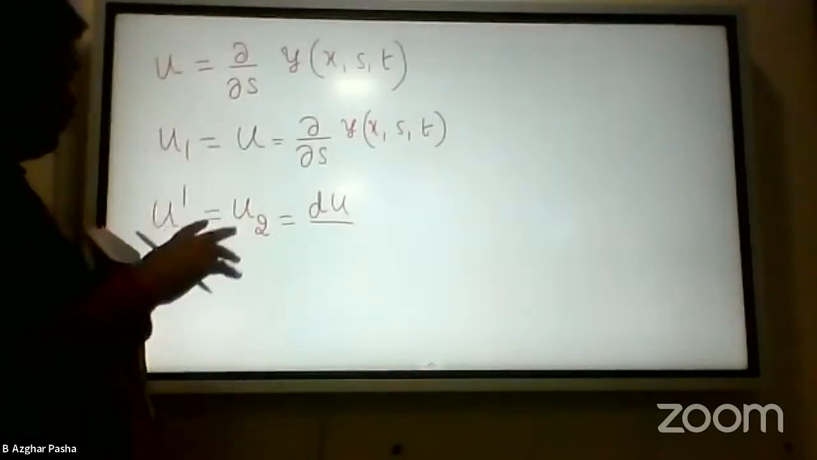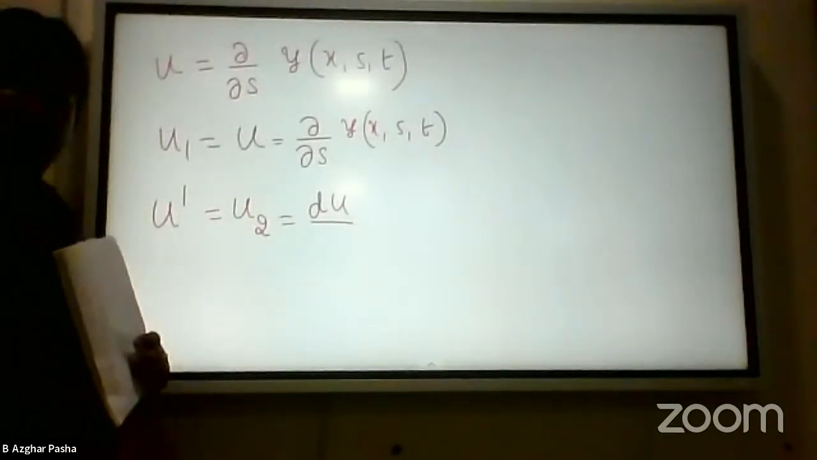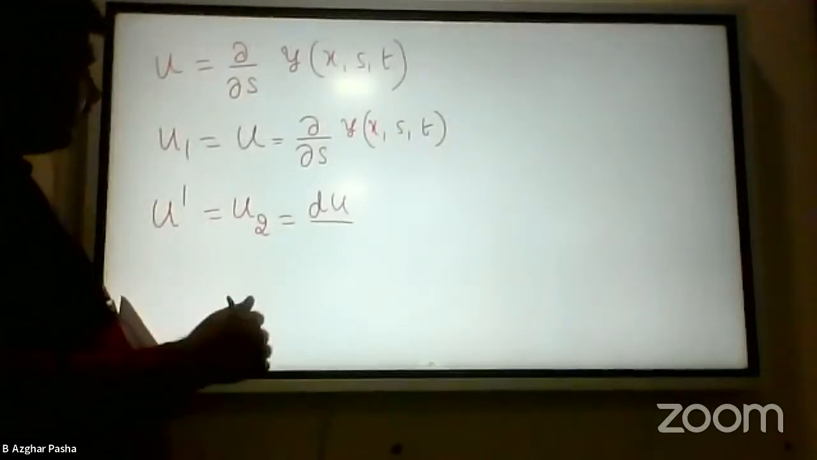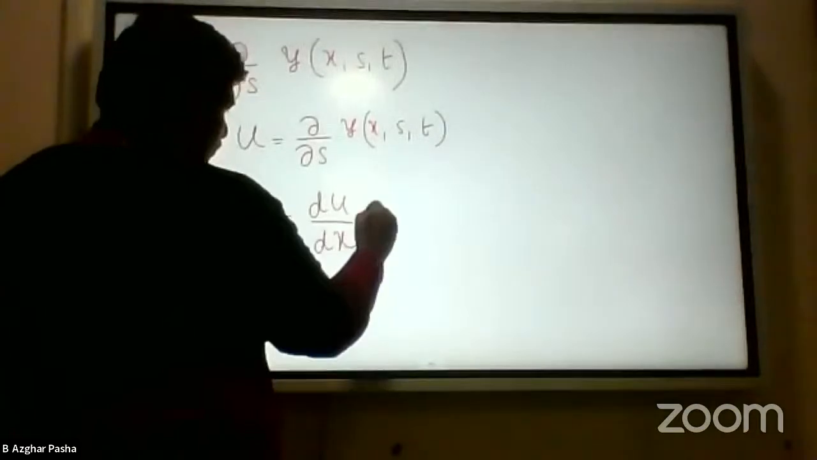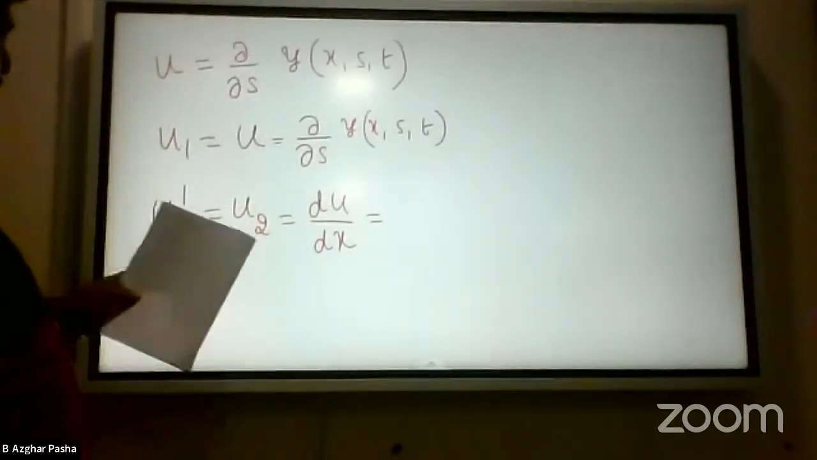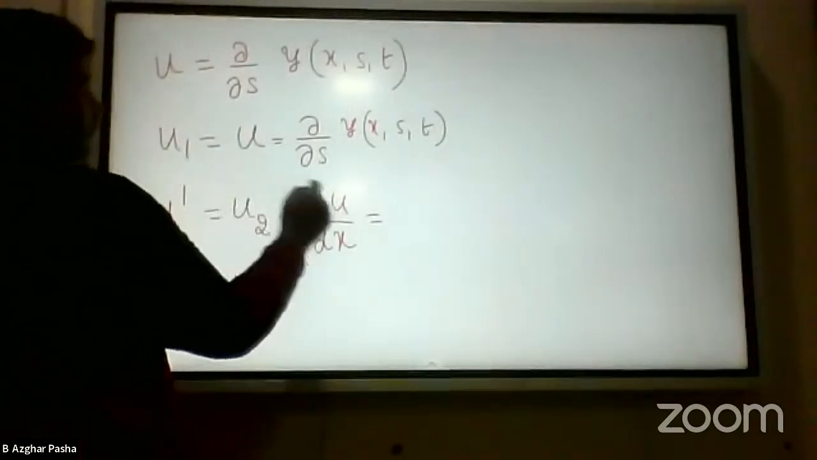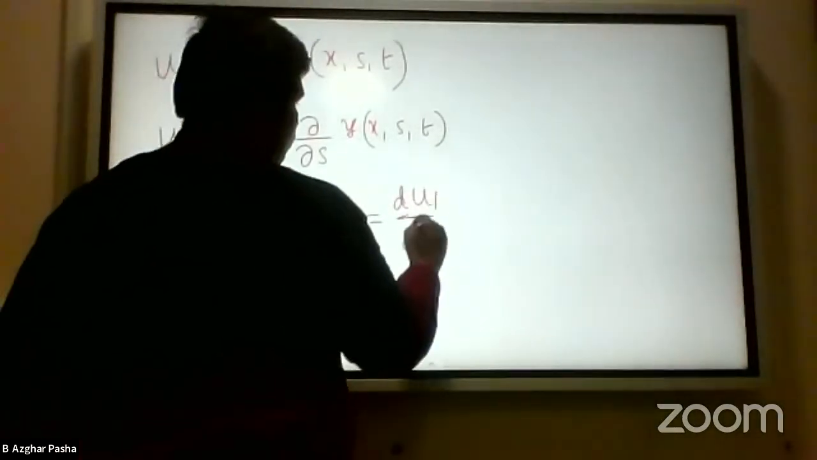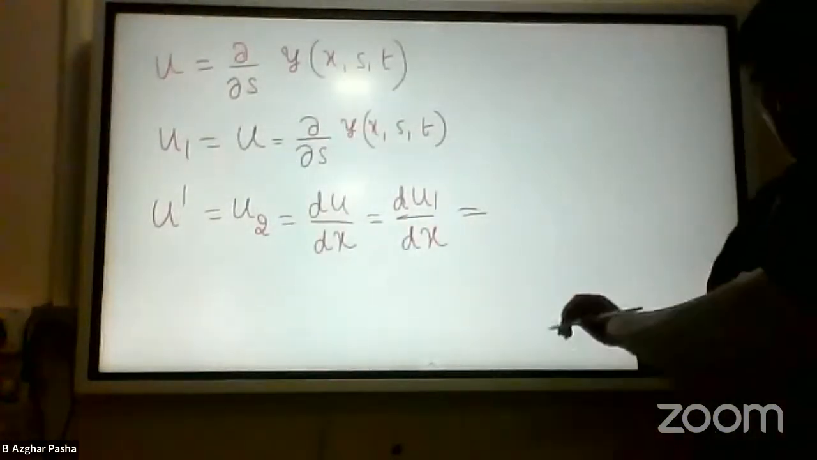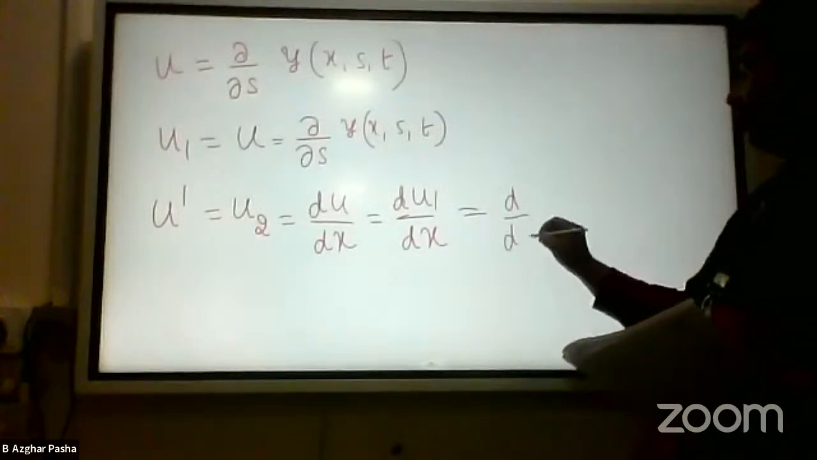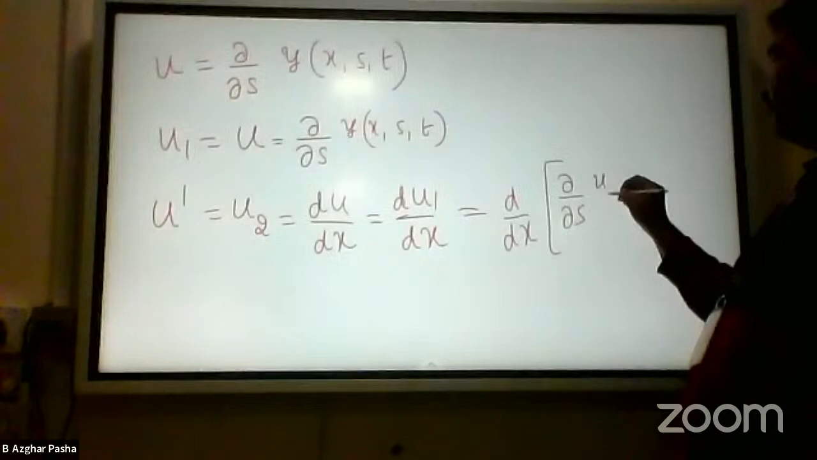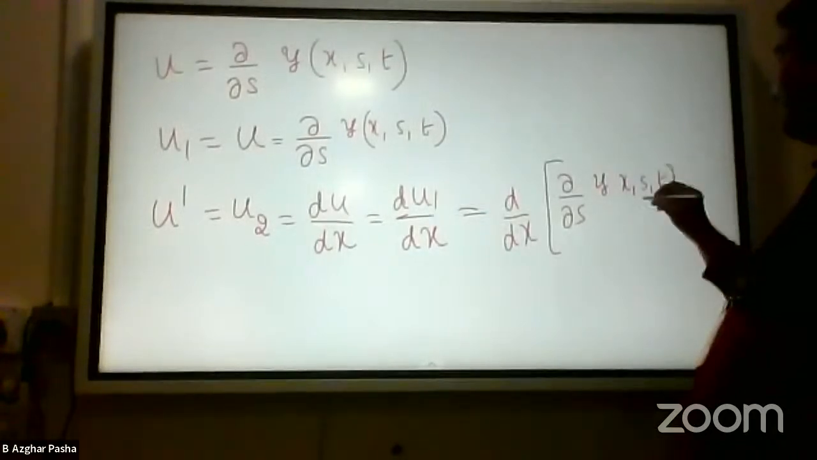U' is du. I have told you earlier that the dashes, primes, denote differentiation with respect to x. So u' is du/dx here. du/dx, nothing but du1/dx, that is d/dx of u1. U1 is ∂/∂s of y(x, s, t).